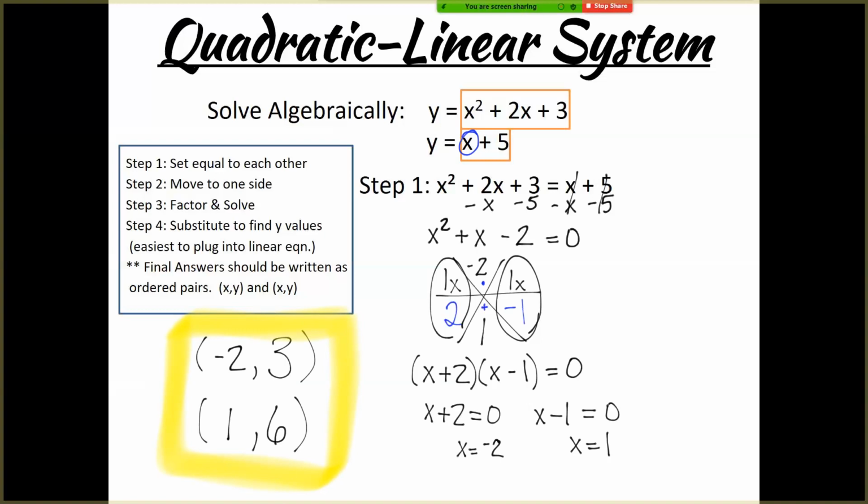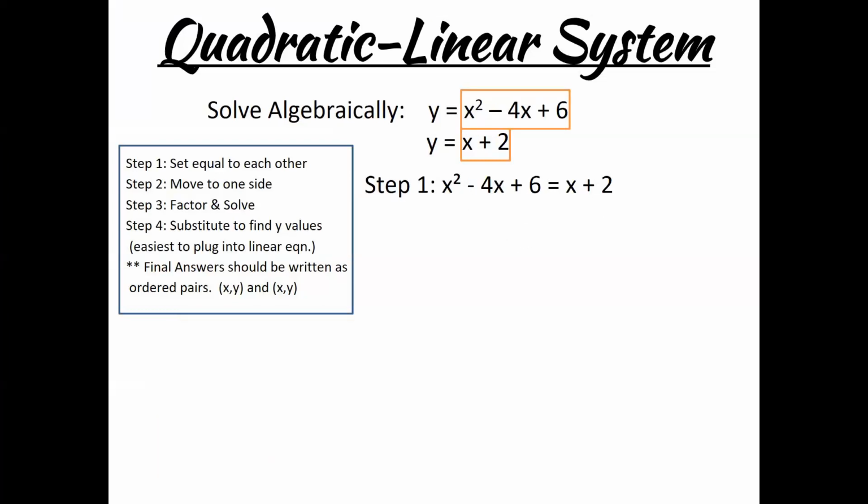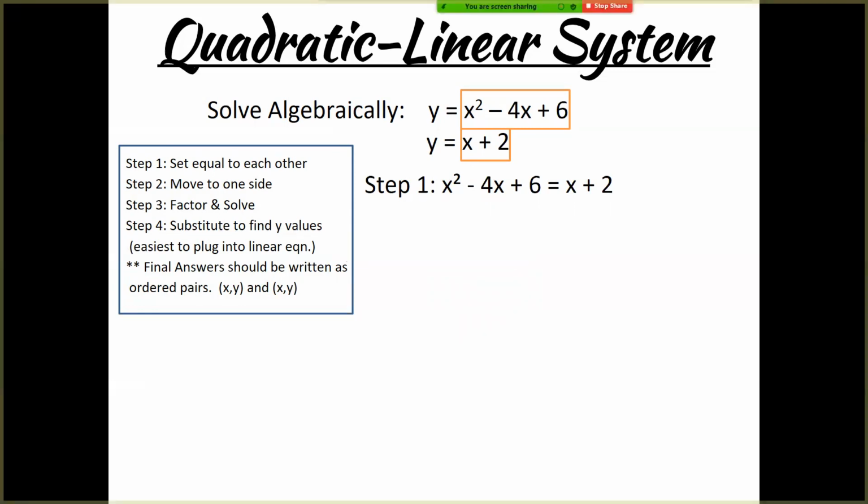Let's do another. All right, moving to the next page. Again, we're told to solve algebraically. We're given a quadratic equation and a linear equation. They're both set equal to y. So you're going to set the two boxes equal to each other for step number 1. Step number 2, you're going to move everything to one side. What that means, you're going to subtract x and subtract 2. That's going to give us 0 on the right side. So take a moment, move everything to the left side.